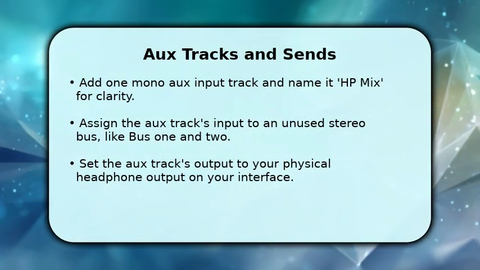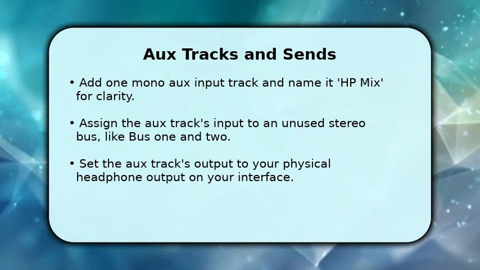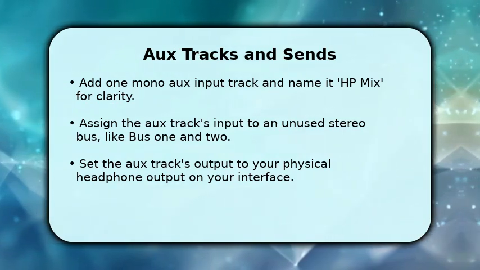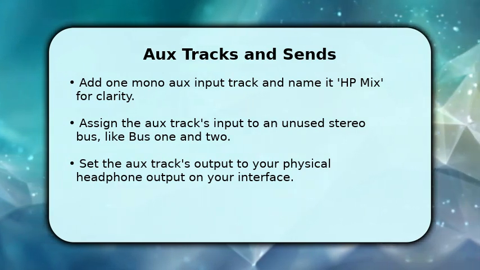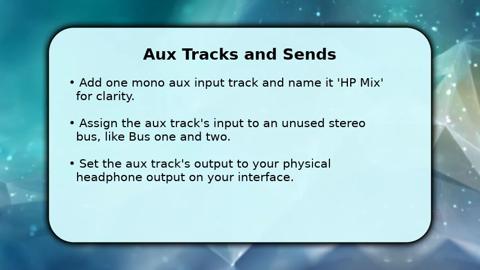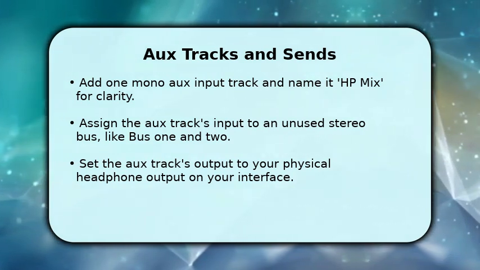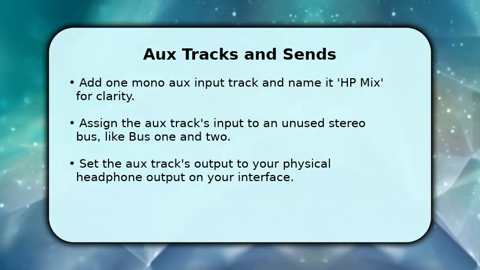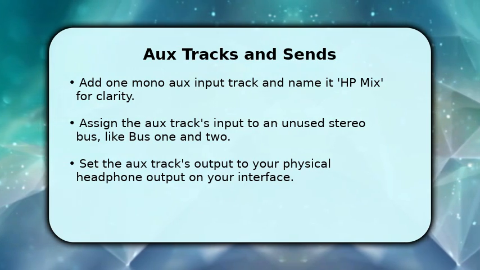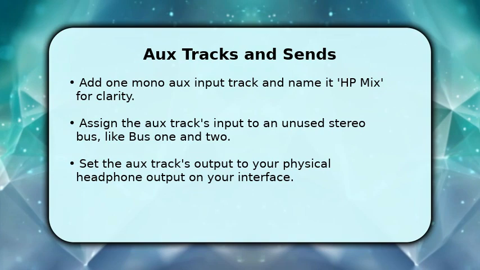Next, let's dive into creating the auxiliary track. Go to Track, then New, and select one mono aux input. Name it something clear like HP Mix, so you can easily identify it. This track will be the central hub for your headphone blend. We'll then assign its input to a bus, for example, bus 1 and 2, and its output to your desired headphone output. Typically, your main interface outputs 3 and 4, or a dedicated headphone amplifier.